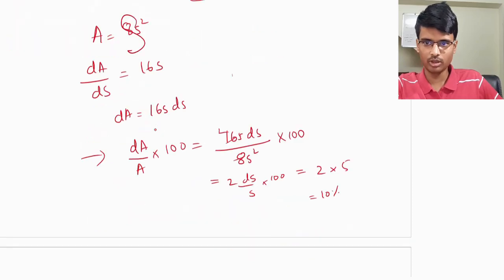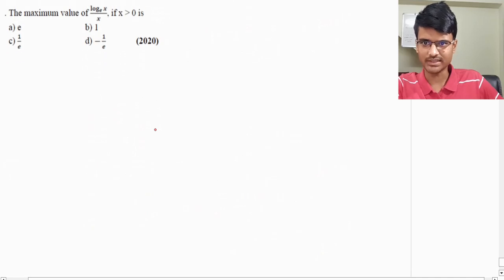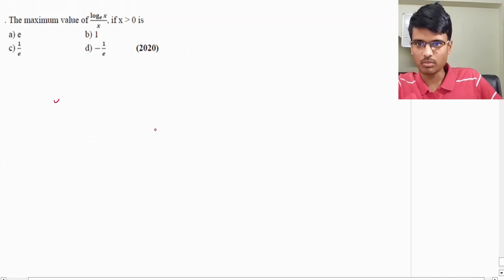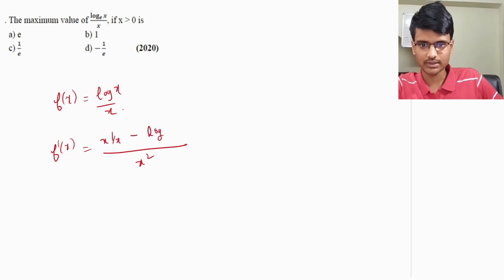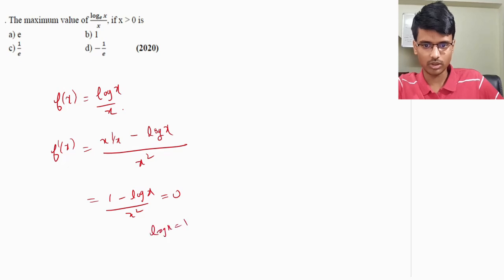Okay, moving on. So I guess this is the last question. The maximum value of f of x equal to log x by x. So I just need to differentiate. I am using the quotient rule here. x times 1 by x minus log x times 1, I get 1 minus log x by x square. I'll just equate this to 0. On equating to 0, what do I get? Log x equal to 1. So x equal to e, right?